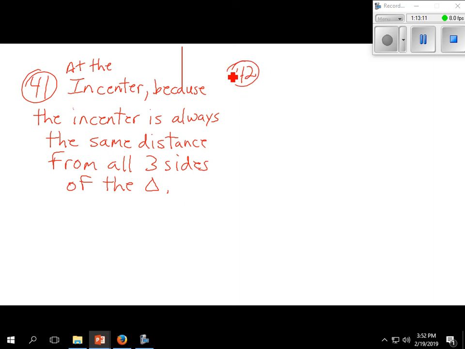42. Landscaper plants a magnolia tree in a triangular courtyard shown. He wants to make sure the tree will be the same distance from all three border lines. So again, he's got this. He wants to plant the tree in here somewhere. He wants it to be the same distance from here as it is from there, as it is from there.